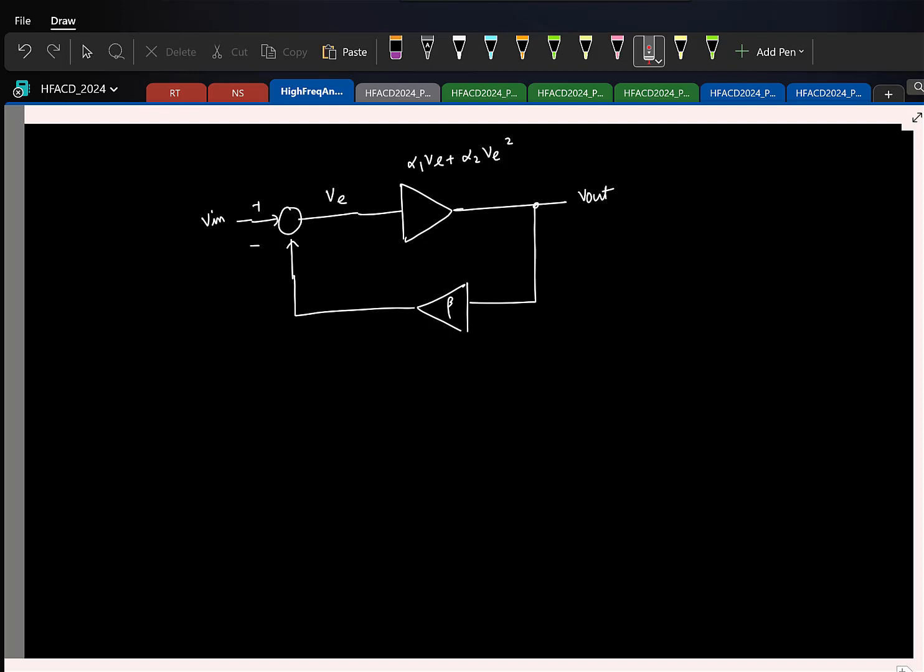Okay. So let us say I take this same negative feedback loop where the forward amplifier has only till second order non-linearity. Now let us say I feed in a sinusoid here at a frequency f0. What are the sinusoidal frequency components I'll observe at the output? Okay, DC, f0, 2f0. That's all. Okay, so let's see if this is the case. What are the sinusoidal frequencies that will be present in VE?